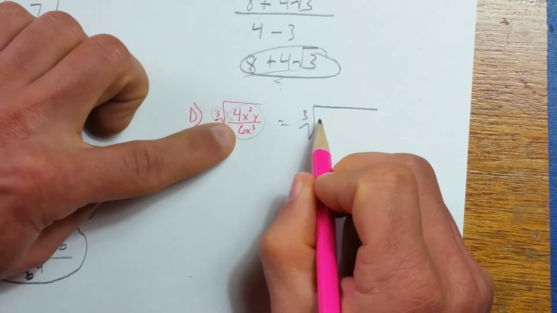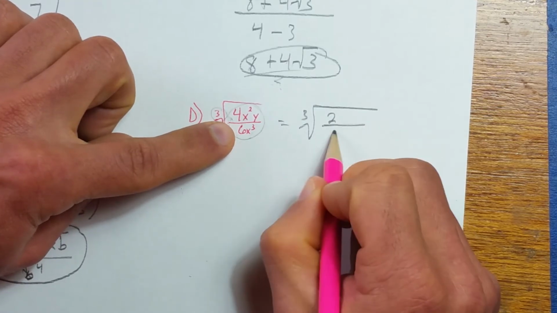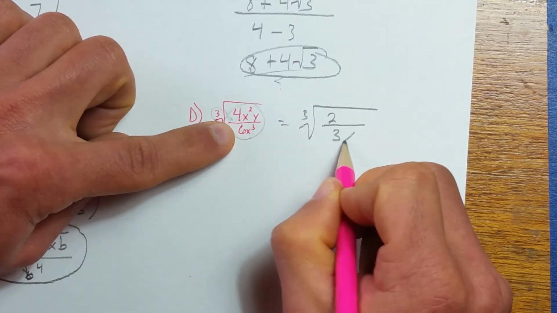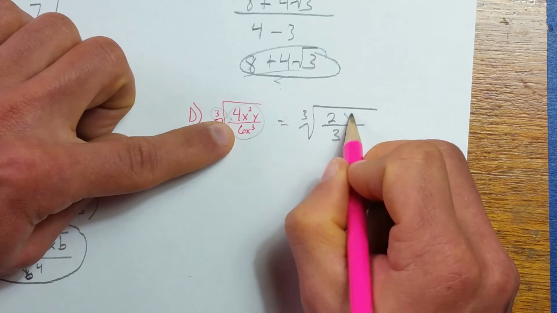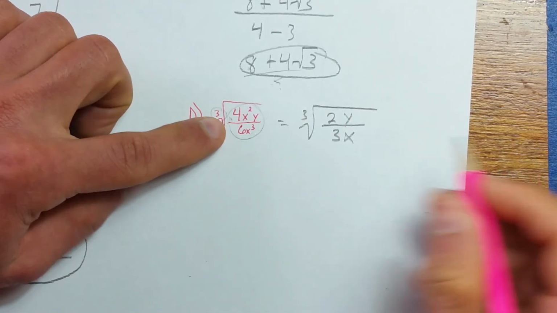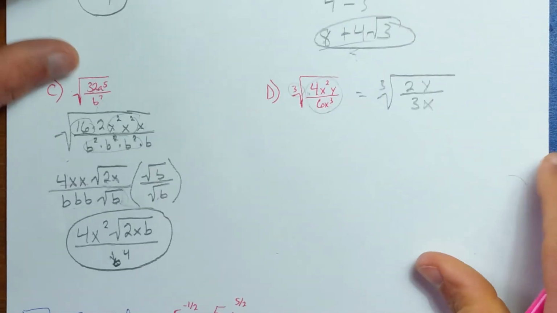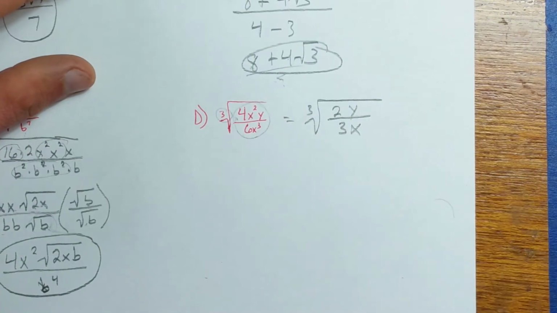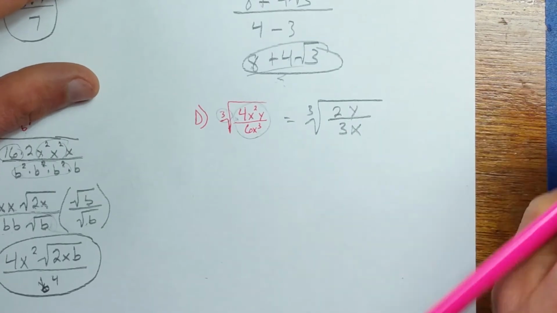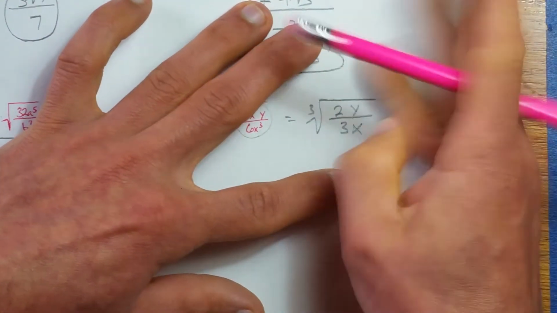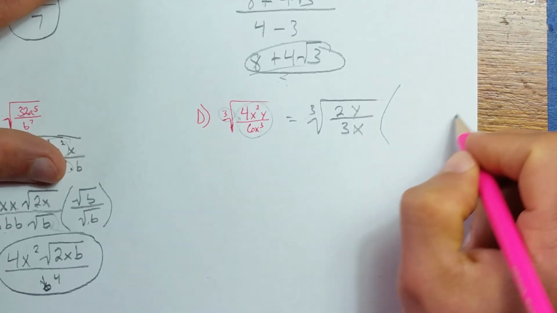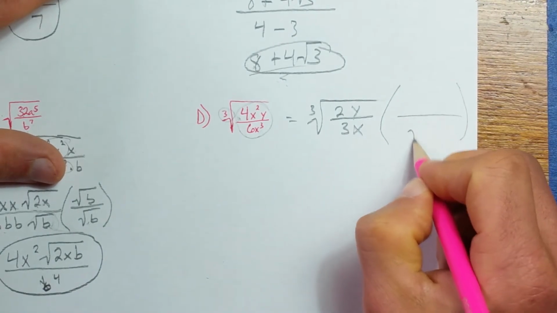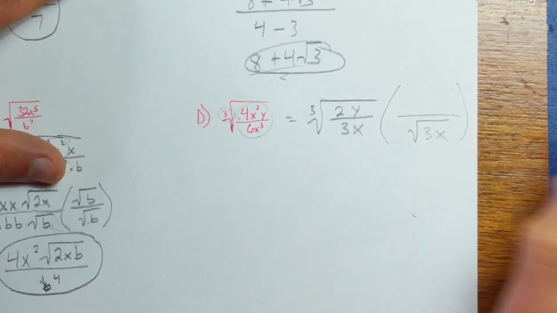So I'm going to divide the 4 and the 6 to say that this is 2 over 3. The x is simplified, so there's just one x on the bottom and just one y on top. And so I have it already broken down into prime terms like I did here. So nothing can actually get pulled outside of the radical. I don't have a perfect cube in there. But here's the trick. When I go to rationalize this, I can't just multiply by the square root of 3x.